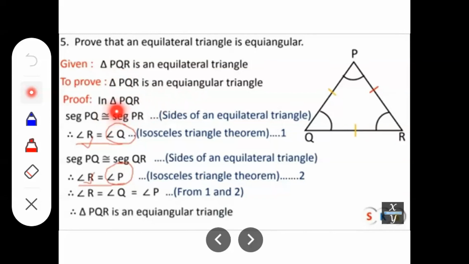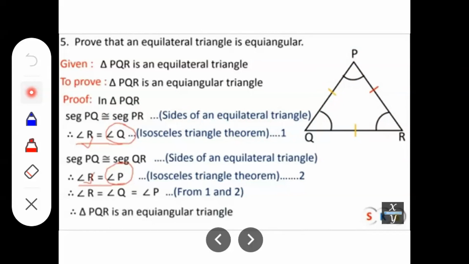In triangle PQR, now two pairs we will take here. A pair of two sides. That here segment PQ is congruent to segment PR. Sides of an equilateral triangle. You can also write there given, because that is given, the triangle is equilateral. In short way, you can write here given also.